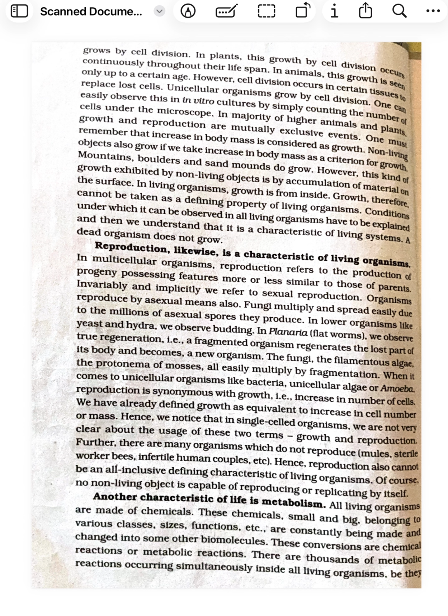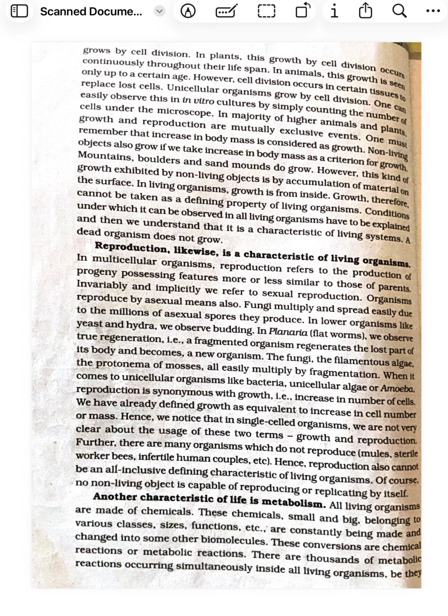We all know that mountains will increase in size, and sand dunes will increase in size by accumulation of material. That can also be called growth. However, this kind of growth exhibited by non-living objects is by accumulation of materials on the surface. So it is happening externally. It is not internal growth. But in the case of living organisms, growth is from inside.